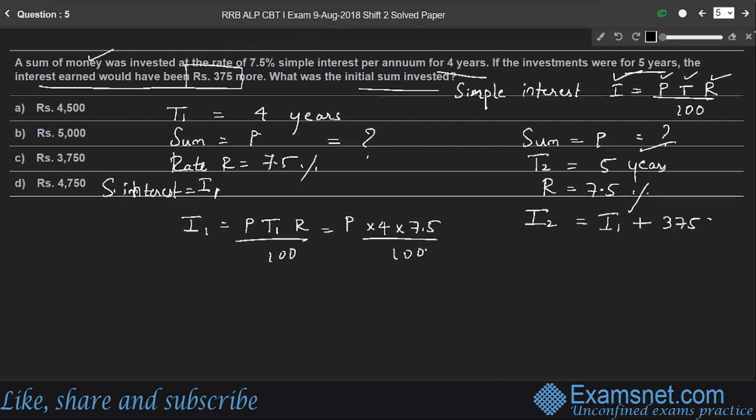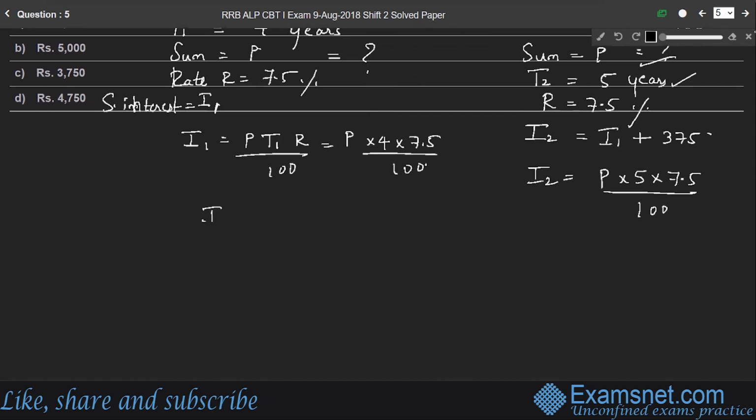Whereas for I2, we'll consider the same formula, PTR by 100. Principal into time period: the sum was invested for 5 years, therefore time period is 5 years and rate of interest is 7.5 by 100. So now we'll consider I2 minus I1, because we are going to find the value of P. I2 is principal into 5 years into 7.5 by 100, minus I1, which is principal into 4 into 7.5 by 100.